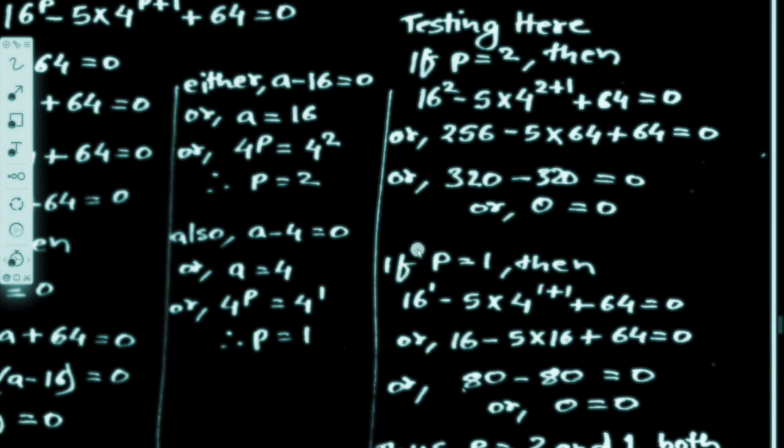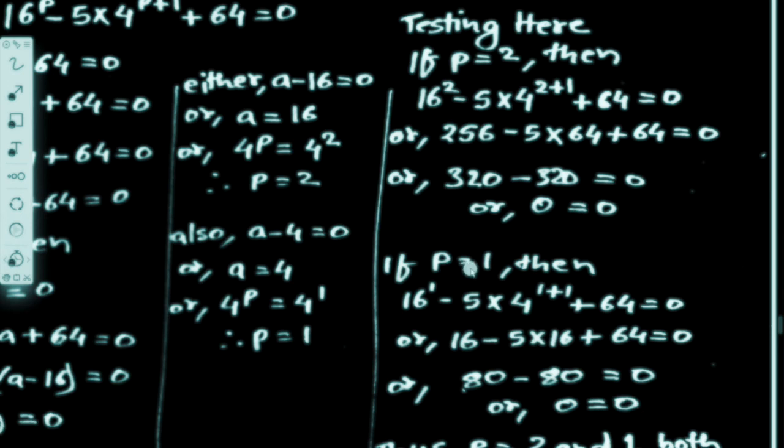Now see your next answer. If p equals 1, then 16 power 1 minus 5 into 4 power 1 plus 1, plus 64 equals 0. 16 power 1 means 16, and 5 into 4 power 1 plus 1 means 5 into 4 power 2, which is 5 into 16. 16 plus 64 is 80, and 5 into 16 is also 80. So 80 minus 80 is 0, and 0 equals 0. Here also both sides are the same.